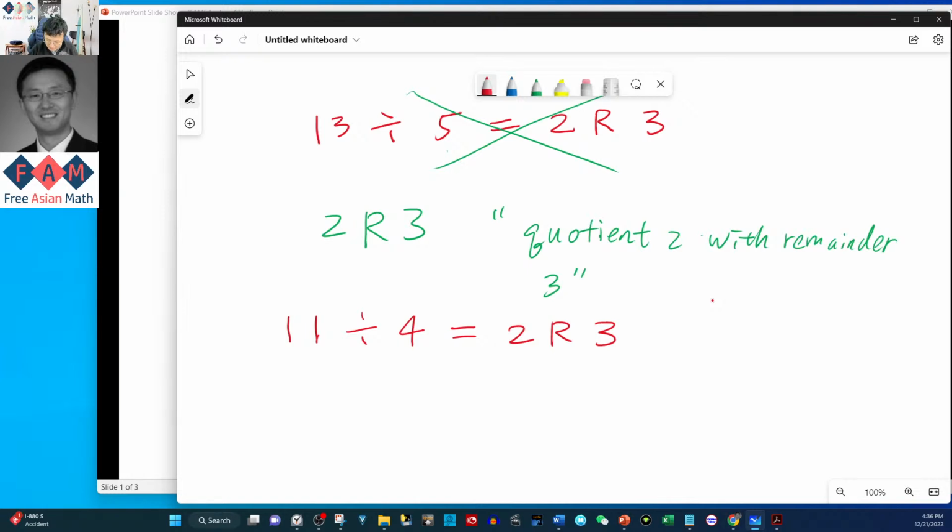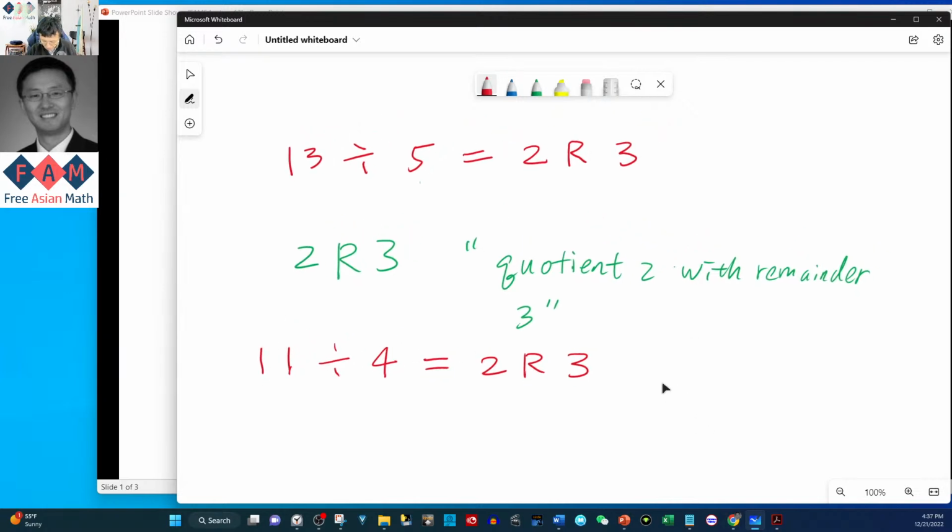So let's just temporarily remove the cross out of the first one. Now you see that we have two very different expressions. 13 divided by 5 and 11 divided by 4 both equal, quote unquote, this thing. But in math, once we have this equality, there's a very important property associated with this symbol.